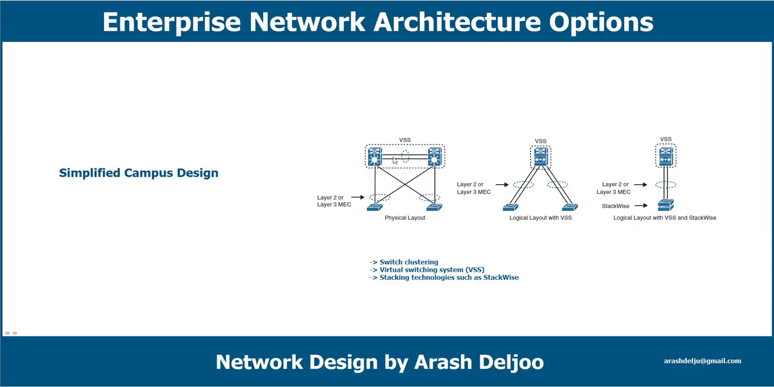And after that, as you can see, now we have 2 links between this access layer switch and this VSS. Because of that, we can use EtherChannel technologies or aggregation technologies. Now we have layer 2 or layer 3 multi-chassis EtherChannel, okay, as you can see here and also here.